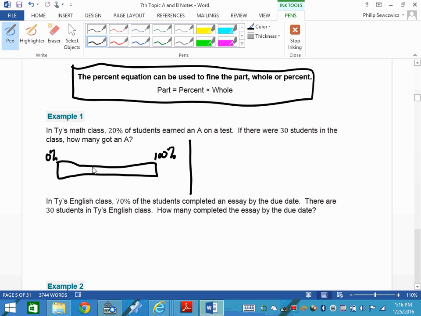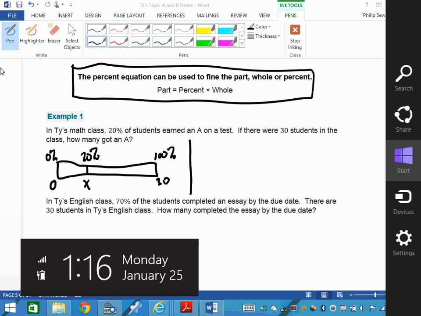But if we notice there, they gave me 20%. So that'd be right around there. So again, just filling in situational information. There are 30 students in the class. Okay, so over here is where we're going to have our 0 students. So all here, it says there are 30 students that are in the class, so there's our 30 amount. Now we're trying to figure out how many got an A. Again, we know 20% got an A. That's the amount that I'm looking for.